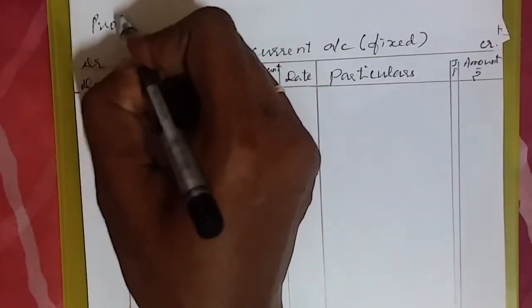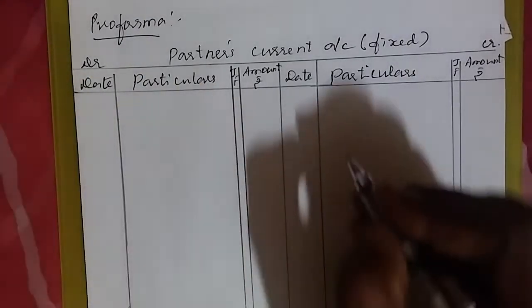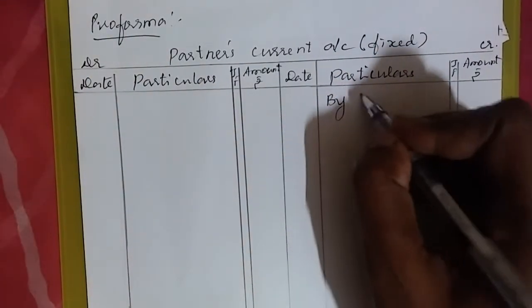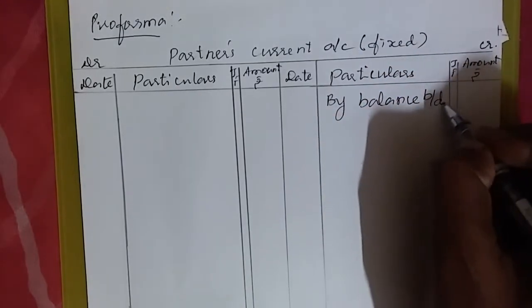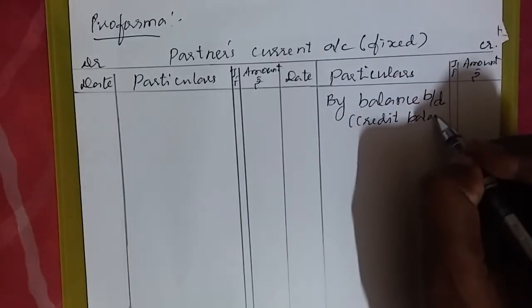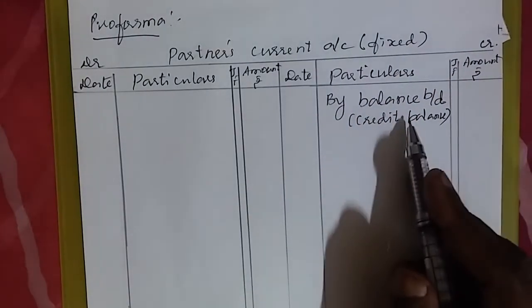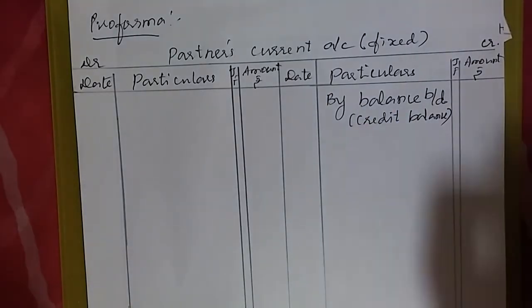I am going to write the pro forma of partners' current account. Shall we start? Yes. The first value is by balance brought down, if it is a credit balance. What is this balance brought down? In partners' capital we wrote balance brought down of capital.